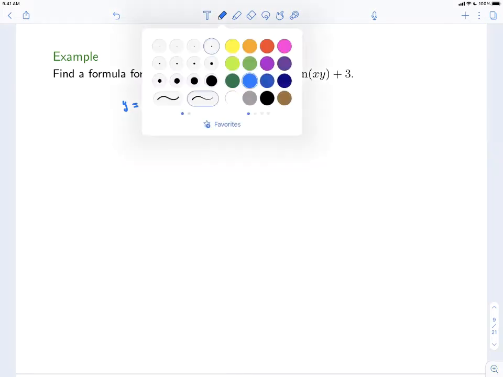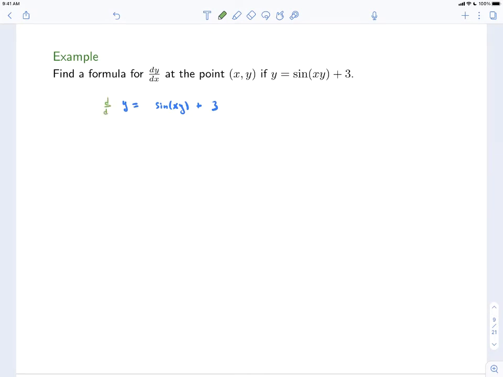So again, we differentiate both sides with respect to x. On the left, there's not really much to do for this example. It's just dy/dx. On the right, we have the derivative with respect to x of sine of x times y plus the derivative with respect to x of 3. The derivative of a constant is 0. And here we have sine of xy. So this is a composition. So we're going to have to use the chain rule.